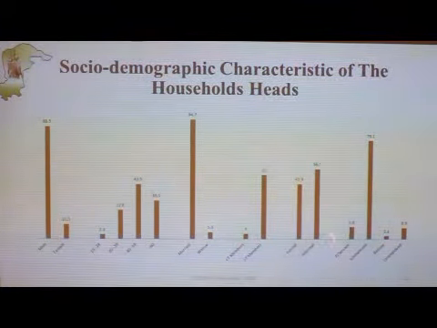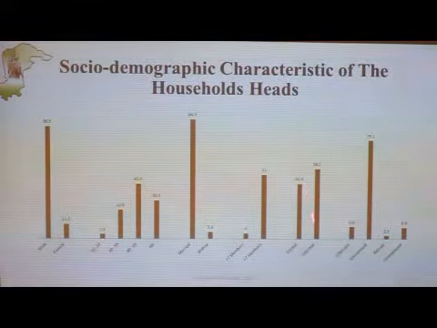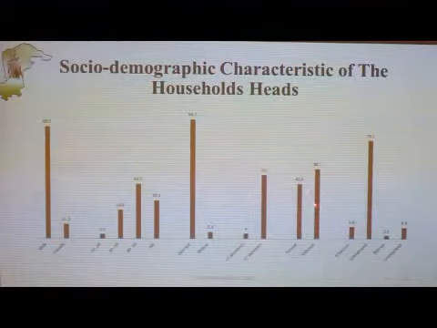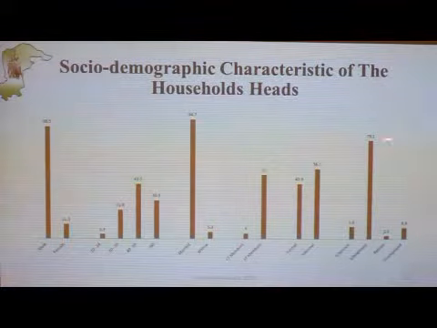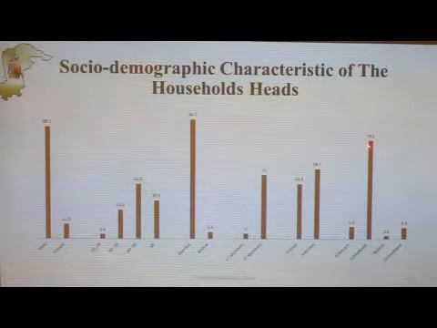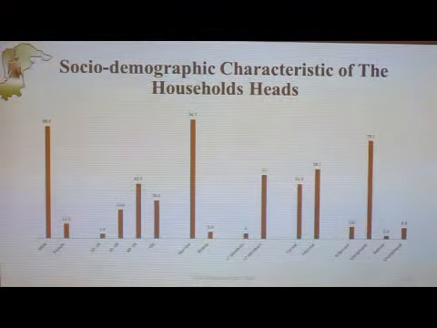The majority, which is 56.1%, are within the informal sector, those are artisans, farmers, and business people. And for the employment status, 79.1% are self-employed.